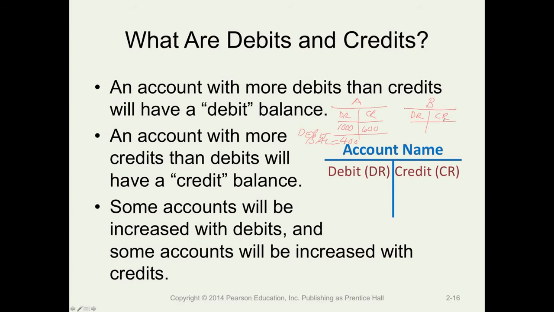Conversely, if you have another account where you entered credits of $900 and debits of $700, you have a balance of $200, and that is a credit balance. So when entering debits and credits, more debits than credits means it's a debit balance. If credits are larger, we have a credit balance.